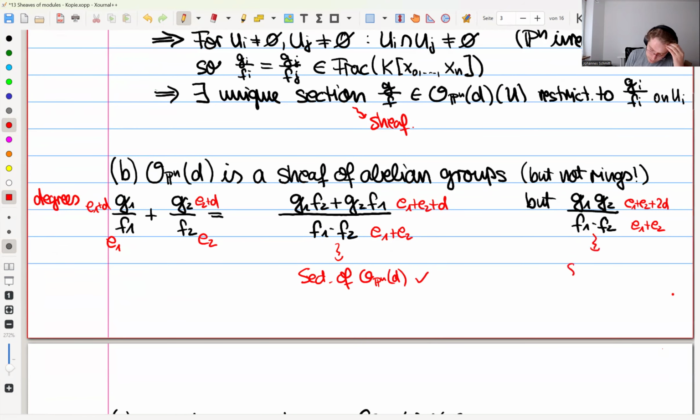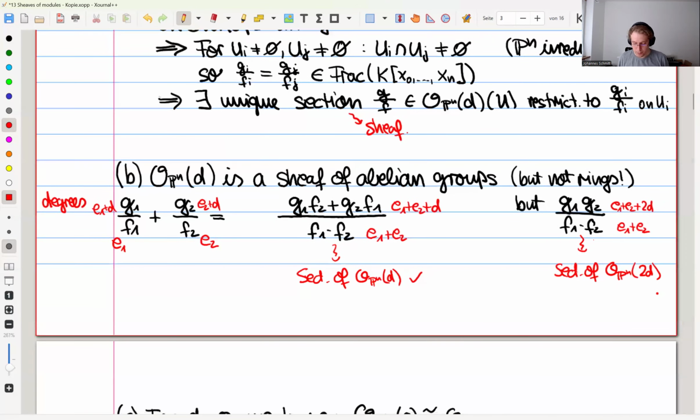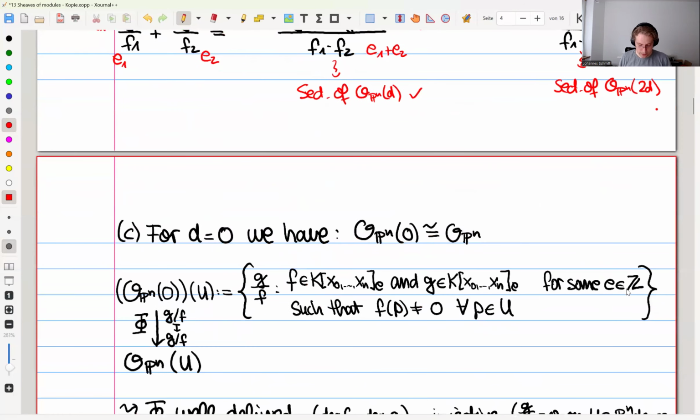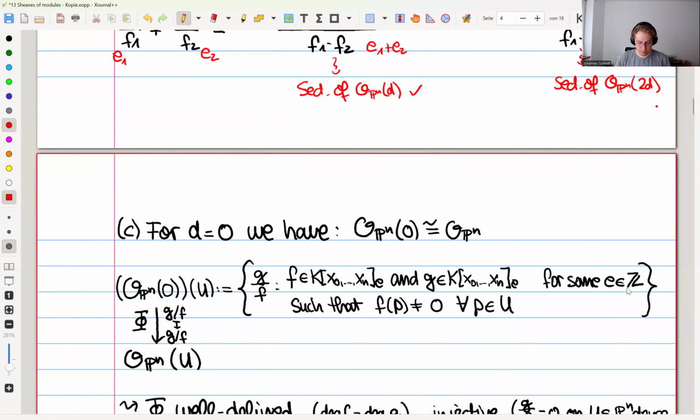But this here would give us a section of OPN of 2D, because it is 2D degrees more upstairs than downstairs. So it's not, in fact, a sheaf of rings in a natural way, except when D is 0, as we're going to see. But we can still add them. So addition works fine. And let's look at this case of degree 0 a bit more.